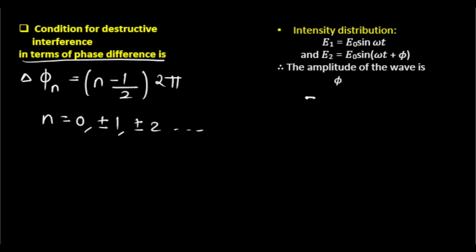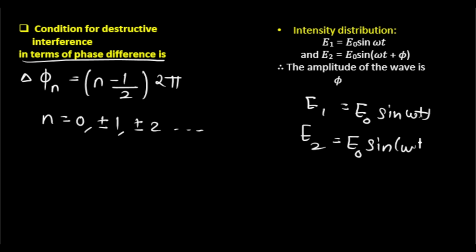Intensity distribution: E1 is equal to E naught sine omega t. Here it is written as well. E2 is equal to E naught sine omega t plus phi. The amplitude of the resultant wave is 2 E naught cos phi by 2. So this all is the formula which will be really helpful for you all.